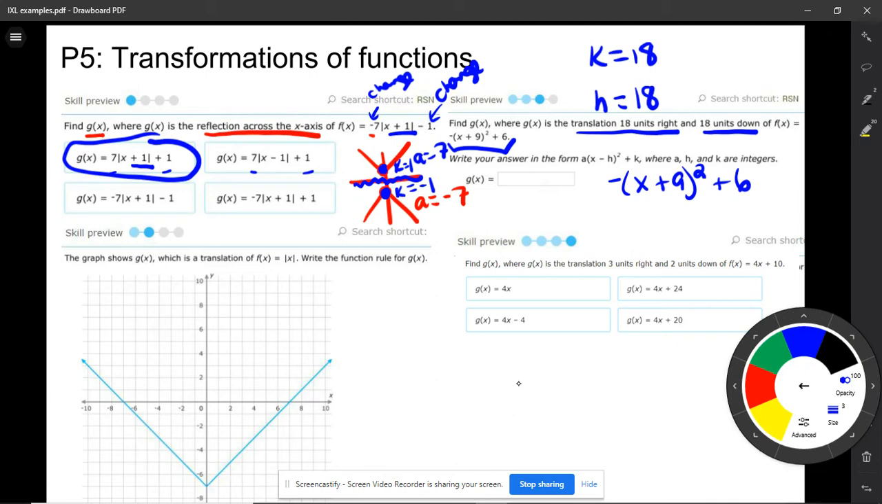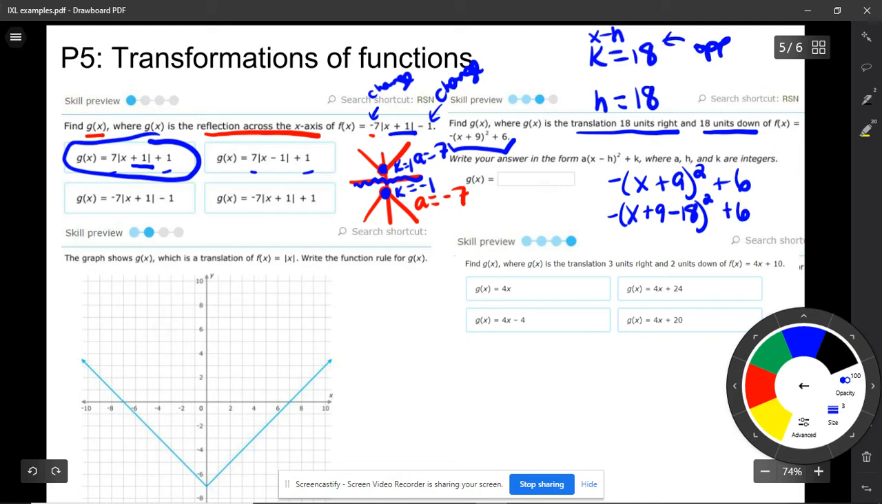So since we're going h units to the right, remember it's x minus h. So it's x minus 18. So it's x plus 9 minus 18 squared. So remember, it's going to be the opposite. And then out here we have plus 6, and we're going up 18. So that stays plus 18. So we have negative x, 9 minus 18 is -9, and 6 plus 18 is plus 24. So then that would be my answer.